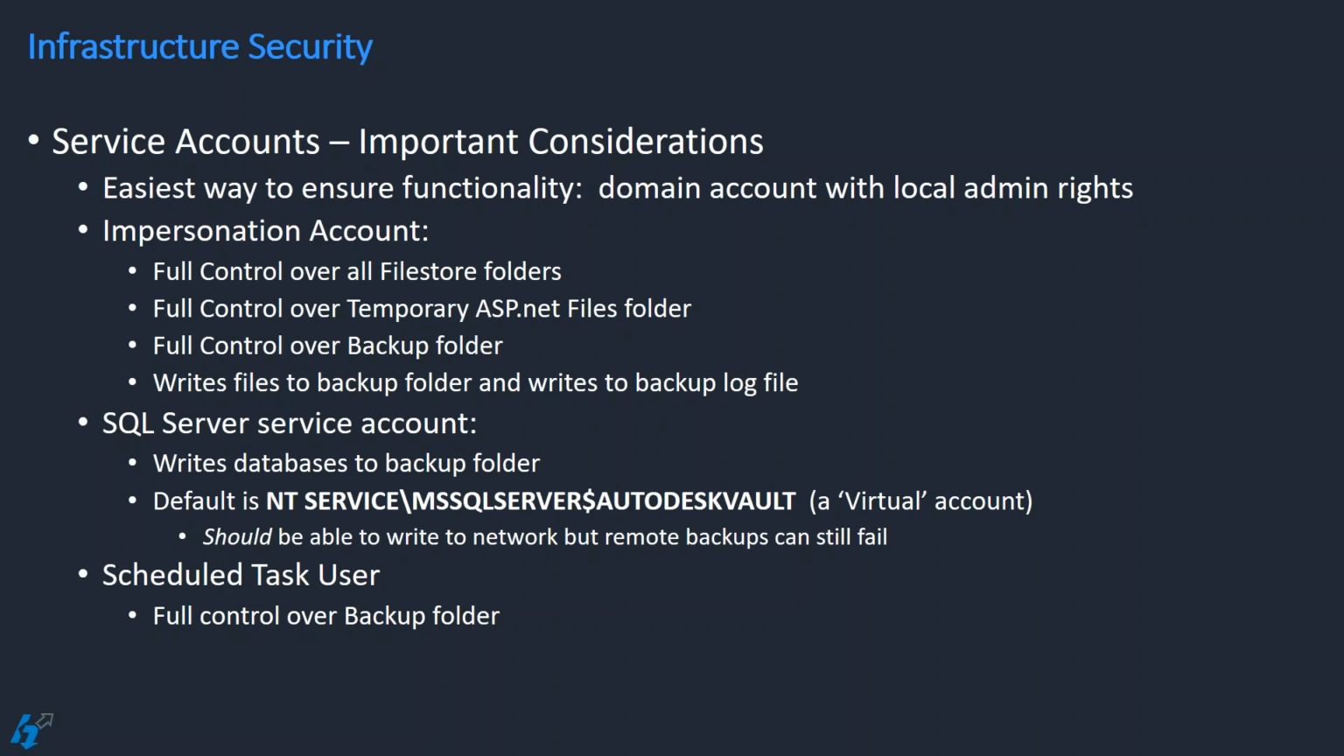If you're using a local computer account as your impersonation account, you're going to have trouble writing to a shared network folder. So in that case, you really have to assign a domain account to your impersonation account and give that domain account the appropriate permissions on that backup folder. And that's, I think, the number one reason why remote Vault backups fail: the impersonation account does not have the appropriate permissions.